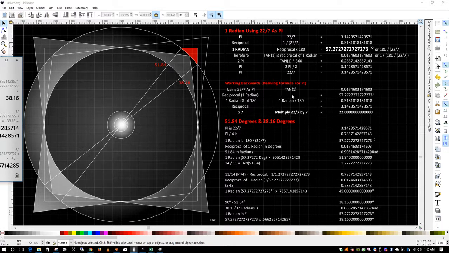So we can take the reciprocal of that, and 1 radian is 180 times this number. We take the reciprocal of this number, which is pi, and we multiply it times 7, we get 22. So we can work ourselves in reverse, and we can derive how we got pi all the way to how we got radians, and everything works itself out just perfectly in both directions.